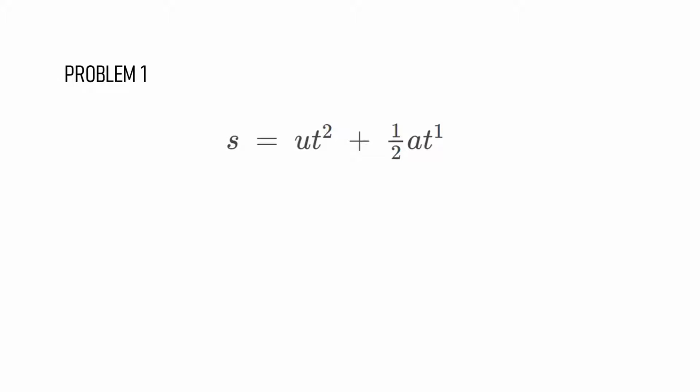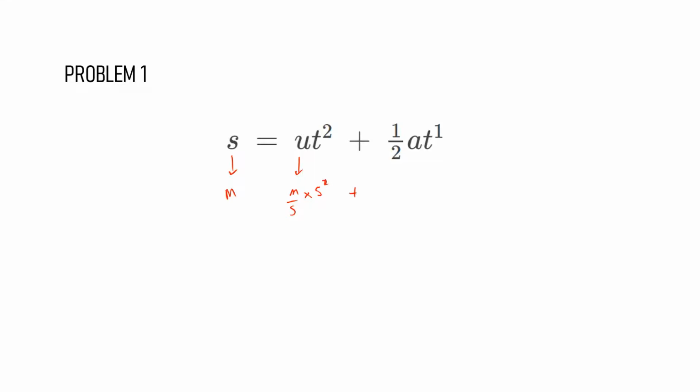So first problem, what if someone comes up to you and tells you, well, S is equal to ut square plus half at is the correct equation in the world of physics. Now, how can you as a physicist and a student of A-level physics tell them whether they're right or wrong? Well, just do the homogeneity test. So S being displacement is measured in meters. So the left hand side units of the equation are meters.